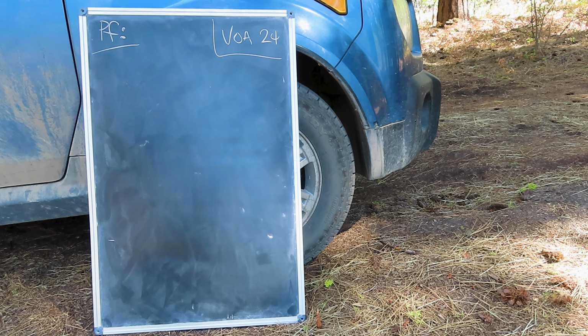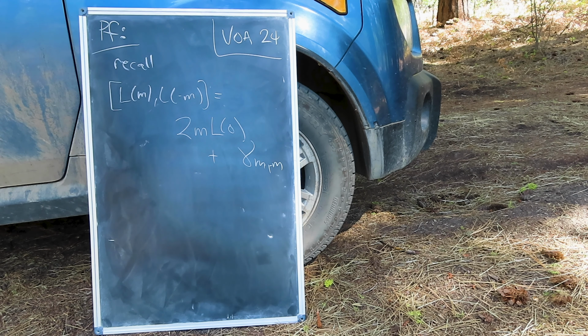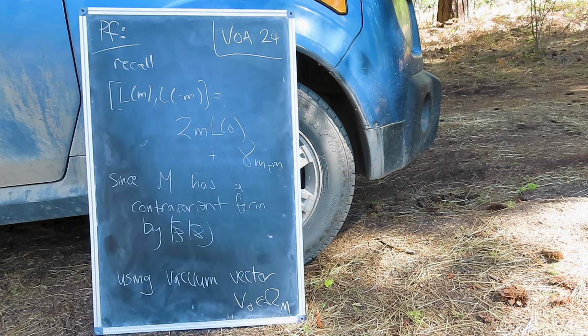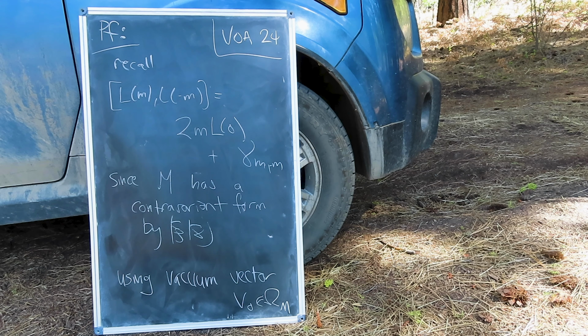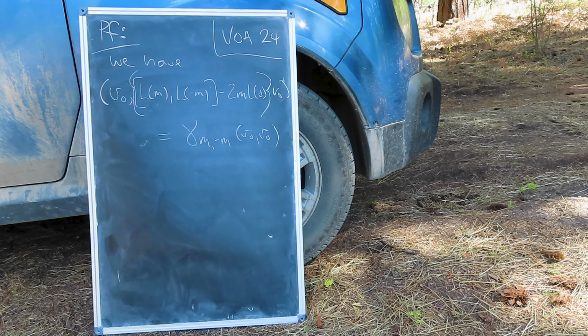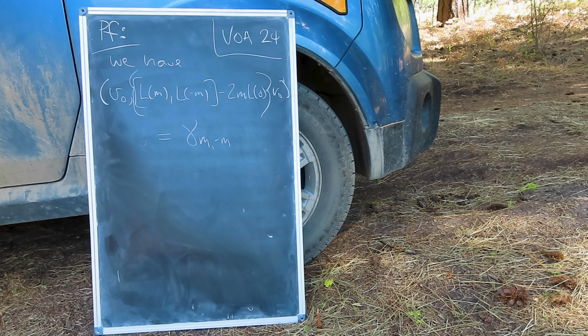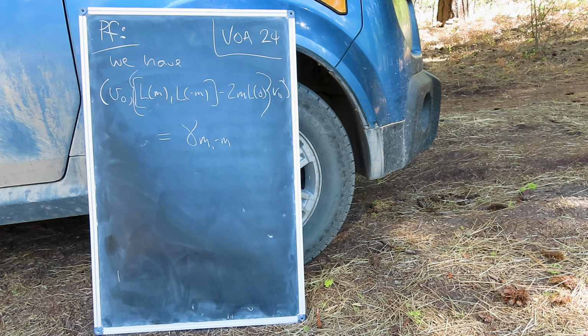Proof. Recall that the commutator of L of m and L of minus m equals 2mL0 plus the central term represented by gamma. Since M has a contravariant form defined in section 18, and using whatever the vacuum vector is for the given module, say v sub 0, we have that gamma of m and minus m is equal to the bilinear product of the commutator of L m with L minus m, minus 2mL0. For our purposes, fix m at some value greater than 0.